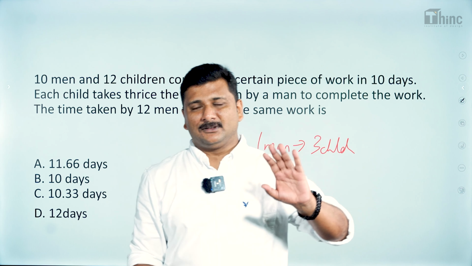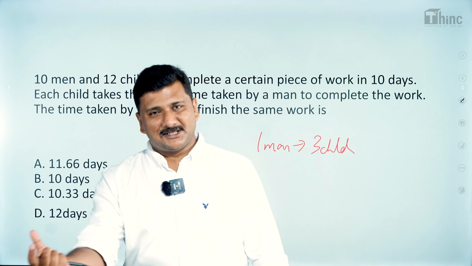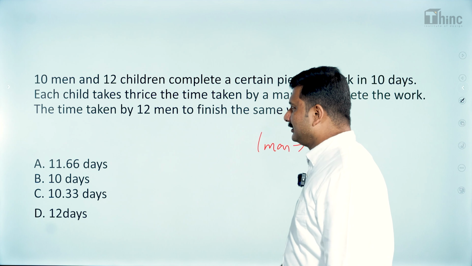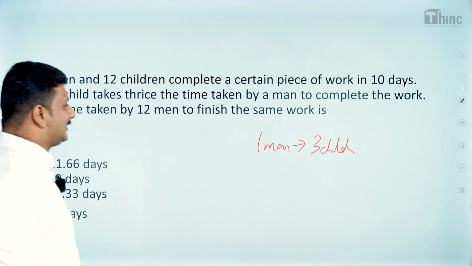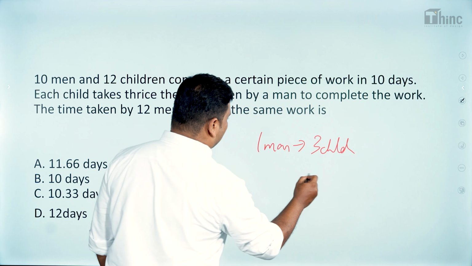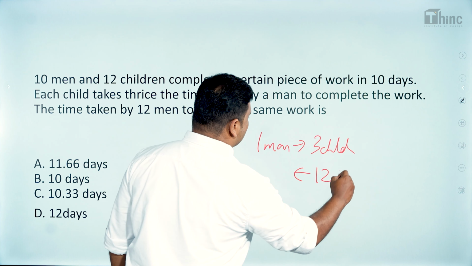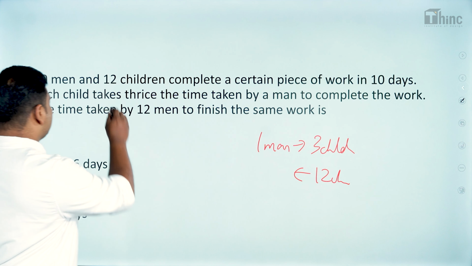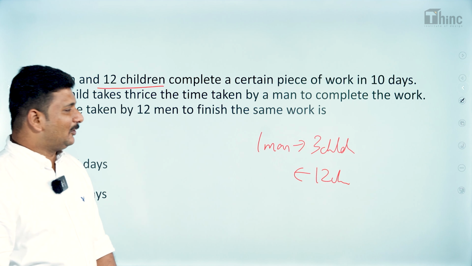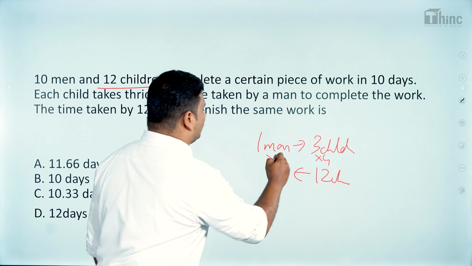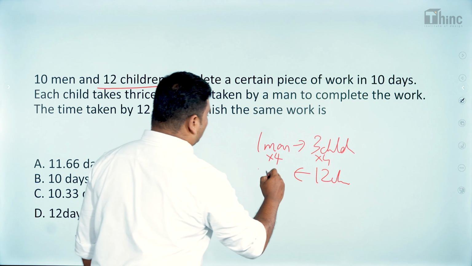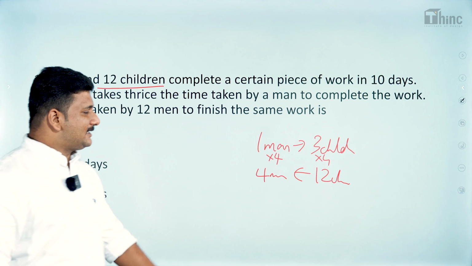So to replace the work which one man does, I have to send 3 children, right? So one man is equivalent to 3 children. Now, 10 men plus 12 children can finish a work in 10 days. So 3 children is equivalent to one man. So 12 children is equivalent to how many men? We have to do 3 into 4 to get 12. Likewise, we have to do 1 into 4. So 1 into 4, 4 men, right?